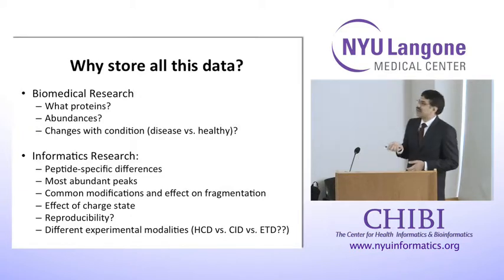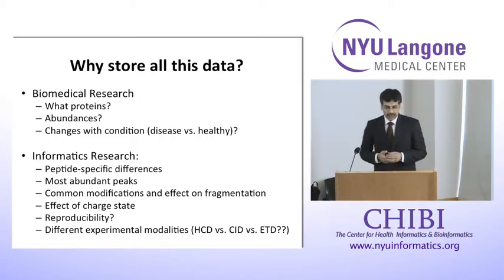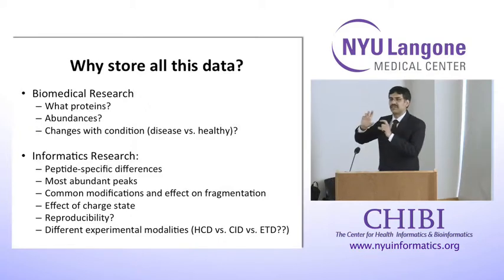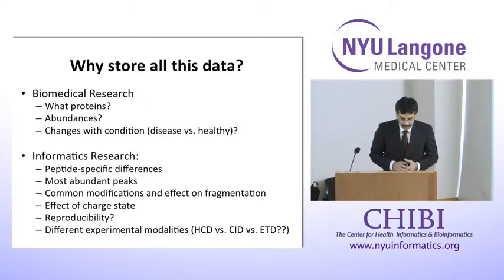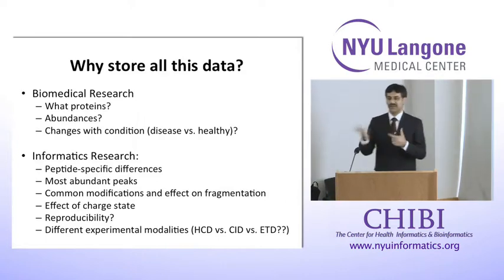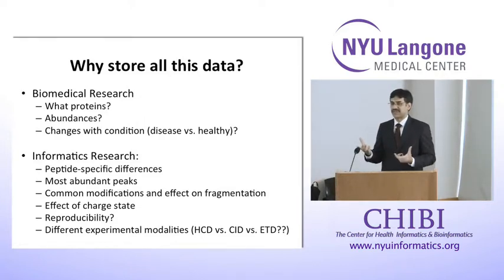We also have important informatics methods research that can basically feed off this data. So what are some of the peptide-specific changes that lead to different peak intensity patterns in the spectra? What are the most abundant peaks that are observed for different kinds of peptides? Common modifications and what is their effect on the fragmentation spectra? Are these spectra reproducible or not? And different experimental modalities. So if you fragment peptides based on high energy versus low energy collision or electron transfer dissociations, they all generate different kinds of spectra. So you need to understand their characteristics to build informatics methods around them.